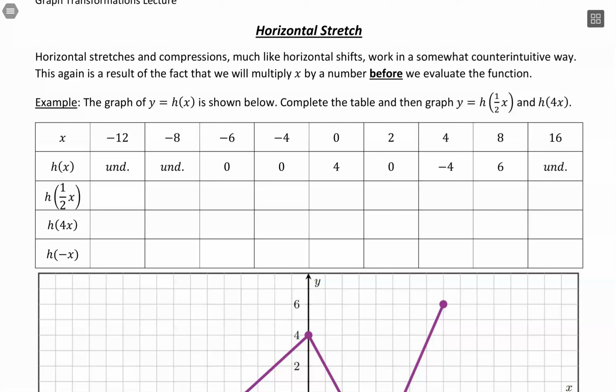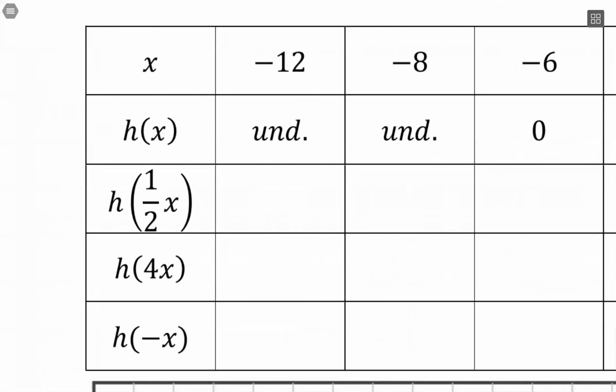So let's look at how these work. Like the horizontal shift, what we're going to see is it's going to work a bit opposite of what we expect it to do, especially after doing the vertical stretch and compression. So let's take a look at these. It's the idea that we adjust our x value first and then find the output.